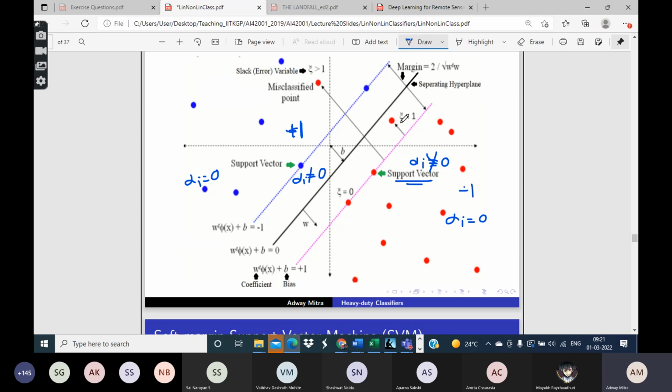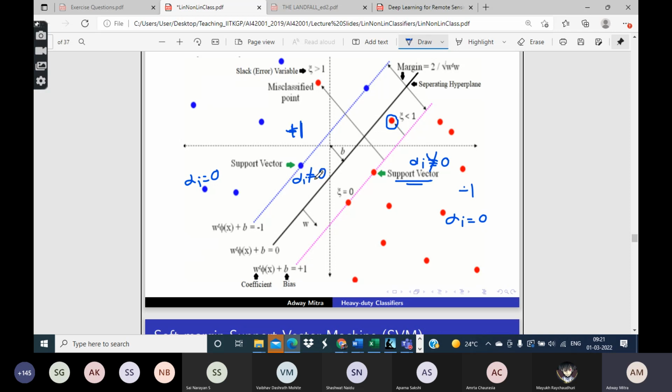But in contrast, if you look at this point, you can see that this is actually not correctly classified by the marginal classifier. It is still correctly classified by the actual classifier. The actual classifier has reds on this side and blues on this side. So this is red and it is on this side, so this is correctly classified. But with respect to this marginal classifier, it is not correctly classified.